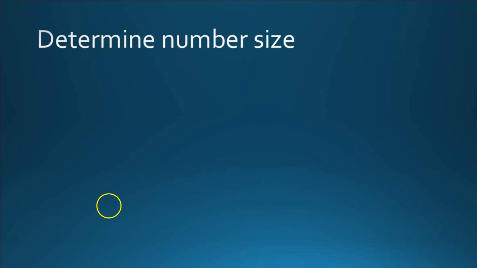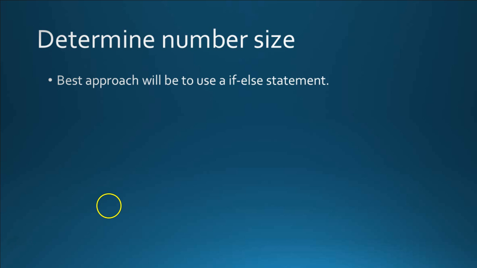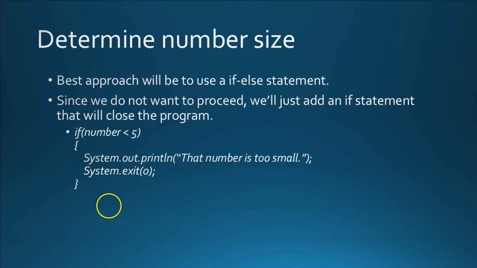Those 2 pieces, of course, are determining number size, which a best approach to look at this is to use an if-else statement. Since we do not want the program to proceed if they have incorrect input, we're just going to add an if statement that's going to close the program. You could do this with if-else, but really you could just do an if, because we're going to use System.exit and close out the program. So if number is less than 5, print that the number is too small, and System.exit(0) closes the program down.